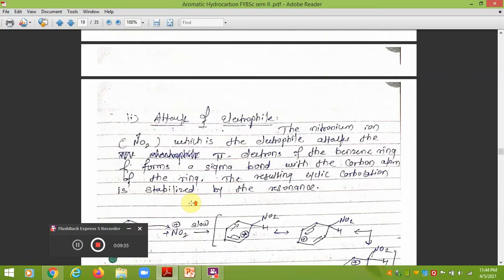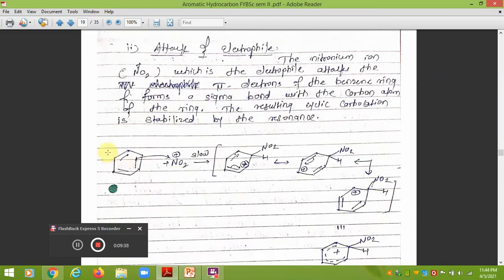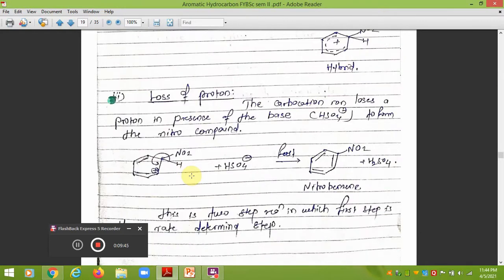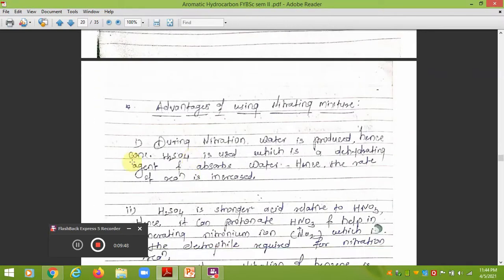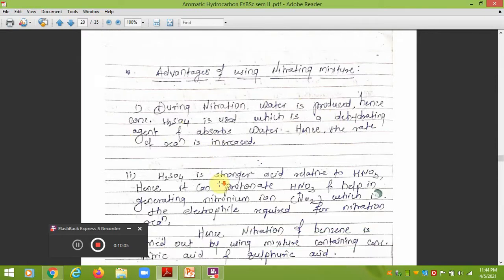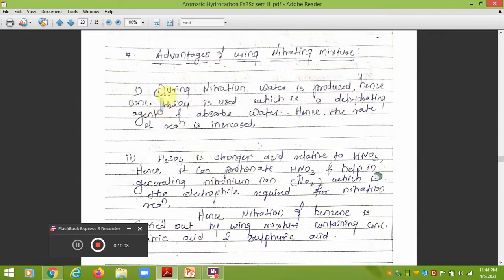If you look at the first step, both benzene as well as the nitronium ion take part. That's why this is a second order electrophilic substitution reaction. There are some advantages of using the nitrating mixture. During nitration, water is produced as a byproduct, and hence concentrated H2SO4 is used, which is a dehydrating agent and absorbs the water, hence the rate of reaction is increased. So here H2SO4 works as the dehydrating agent in this reaction.